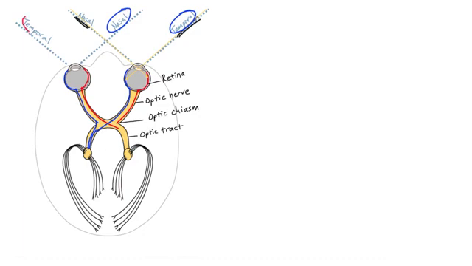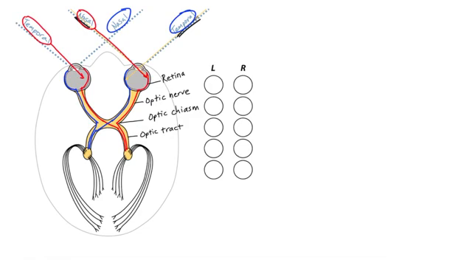And information from the temporal visual field of the left eye and the nasal visual field of the right eye is carried by the right optic tract to the right side of the brain. Then, once you've got that down, we're ready to think through some visual field defects. There are 5 basic visual field defects that are high yield for step 1 and level 1.